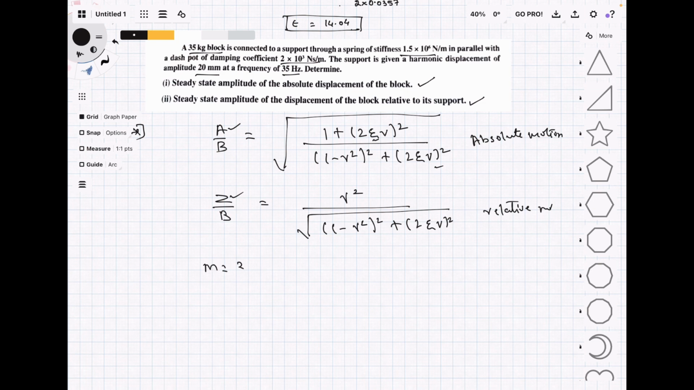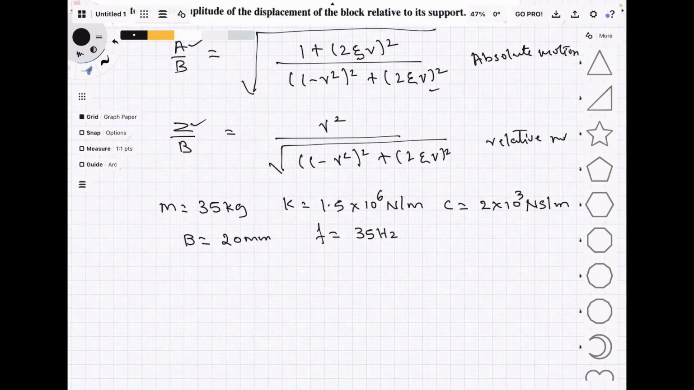So what are the data being given here? M is equal to 35 kg. K is 1.5 into 10 to the power 6 Newton per meter. C is the damping coefficient, which is 2 into 10 to the power 3 Newton second per meter. The amplitude of the support is given, that is B, which is 20 mm, and frequency f is 35 hertz. So first and foremost, we'll be finding out the value of R.